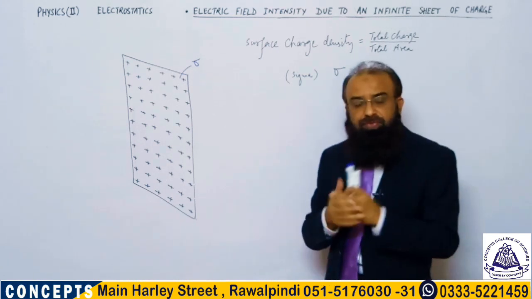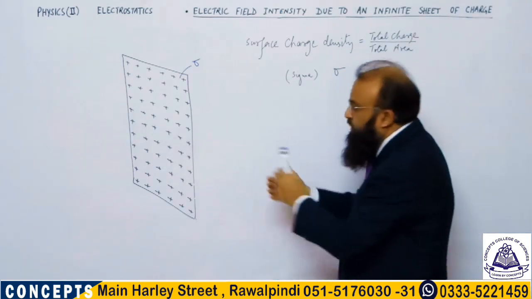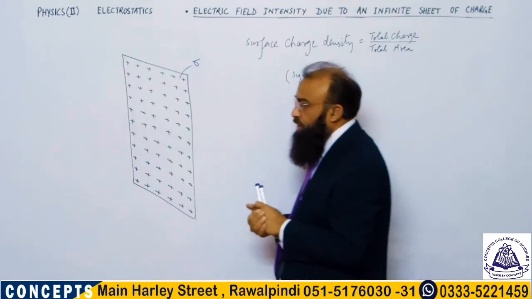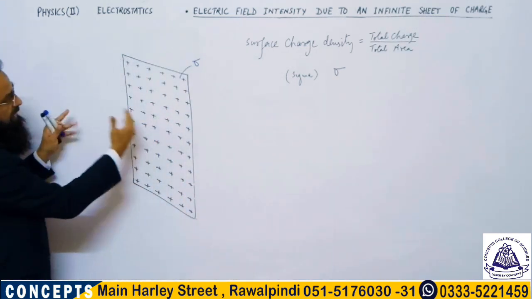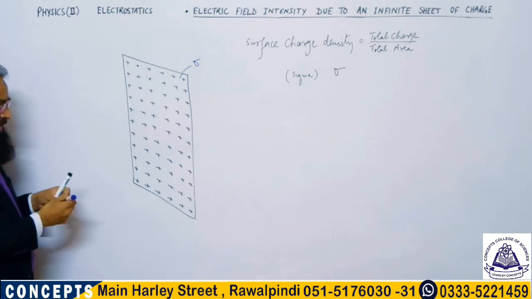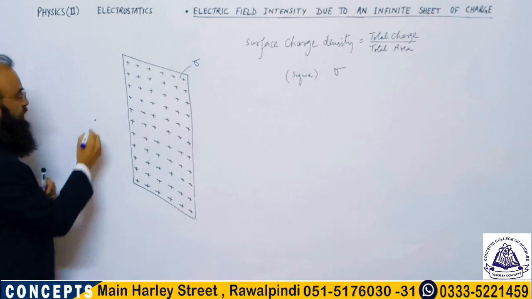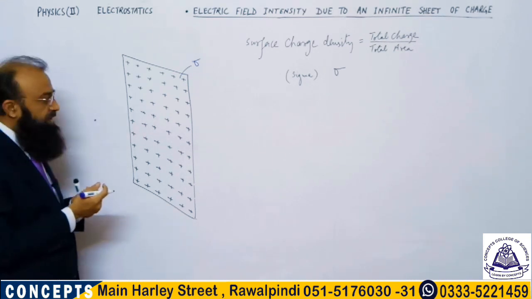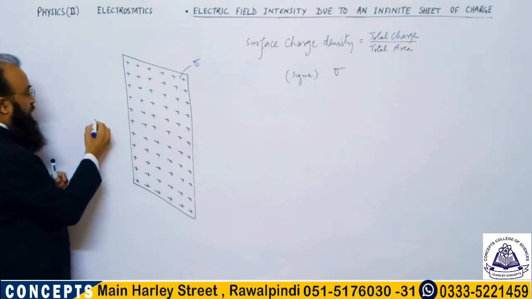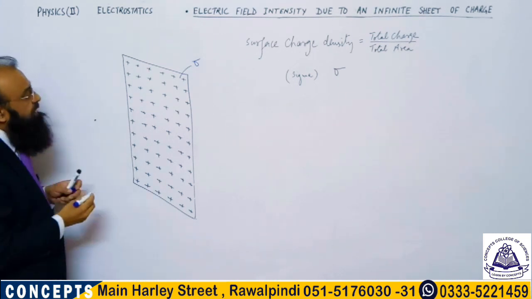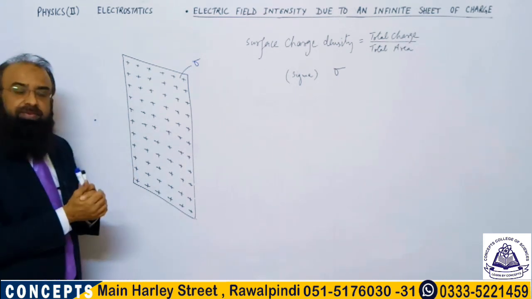Now, the first step to apply Gauss's law is to assume a closed surface. Here we have a distribution of charge, and we are going to find the electric field intensity near this infinite sheet of charge at a certain point. Let's suppose this is the point P where I'm going to find the electric field intensity. Then we assume a closed surface in the form of a cylinder.